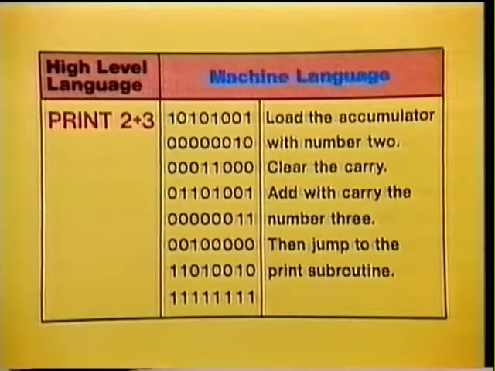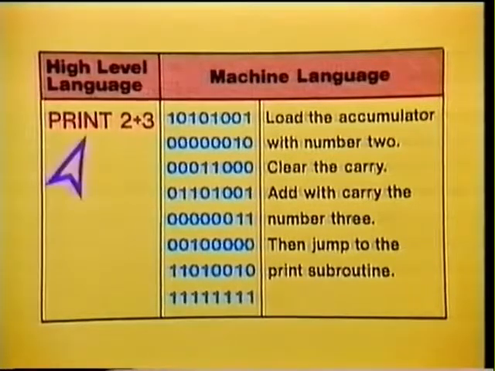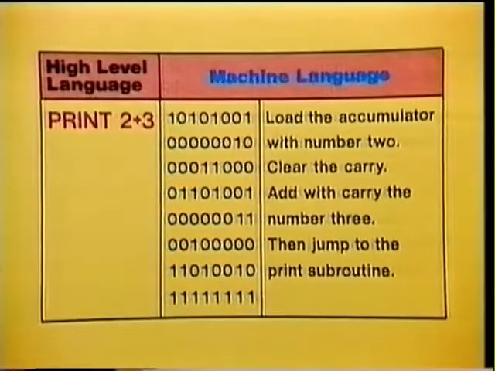I'll give you a very simple example. In any of the programming languages, also called high-level languages, you can give the command print 2 plus 3. When this is translated into machine language, you get this in binary code, which is rather a lot to translate print 2 plus 3. But what it's actually saying in machine terms is this: load the accumulator with number 2, clear the carry, add with carry the number 3, then jump to the print subroutine. What a rigmarole just to add a couple of numbers. And this is the only language that the computer really uses. That's it. And it's very different from high-level language.